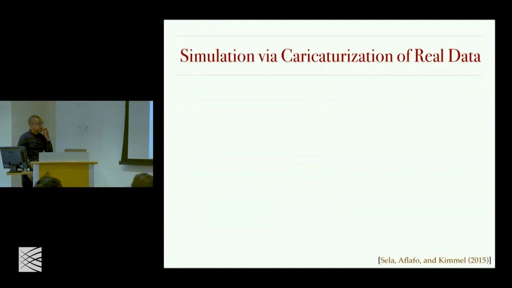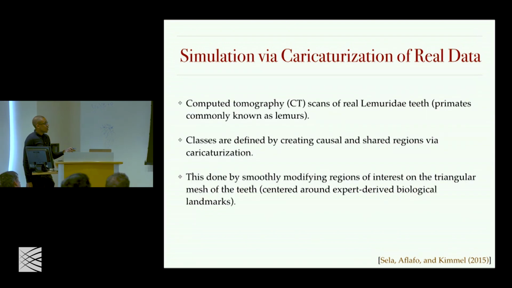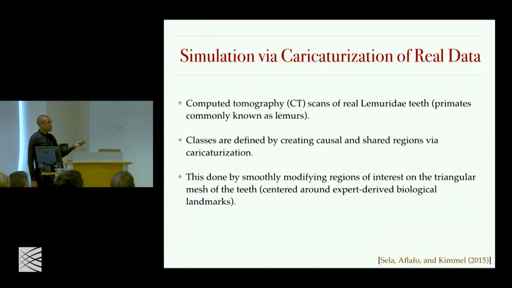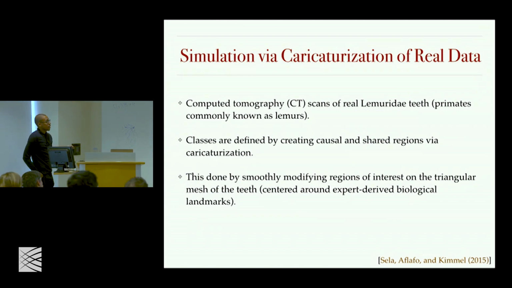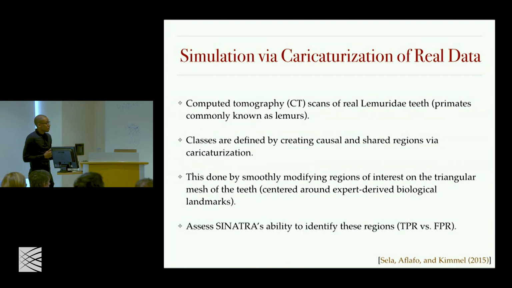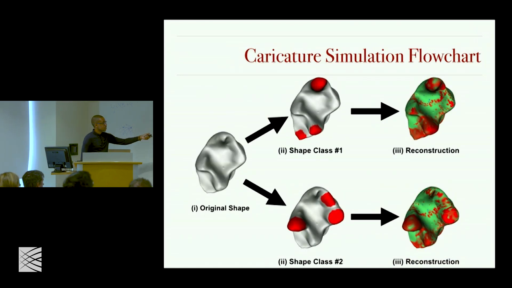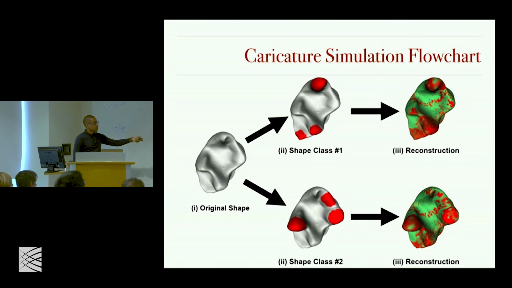We did a second simulation scenario, a little bit more sophisticated, where I took CT scans of real teeth from primates. The classes are defined by creating causal and shared regions the same way I did with the spheres. But this was done by modifying regions of interest that we know from expert-derived landmarks, right? Then we assess Sinatra the same way. I take a tooth where I know it has certain landmarks, and I perturb these different landmarks in different ways to create my two groups.